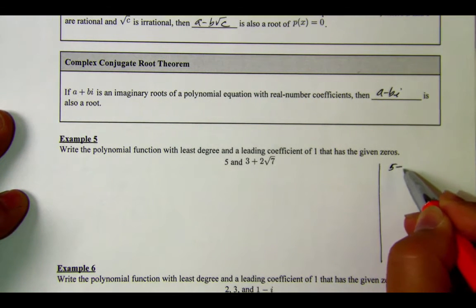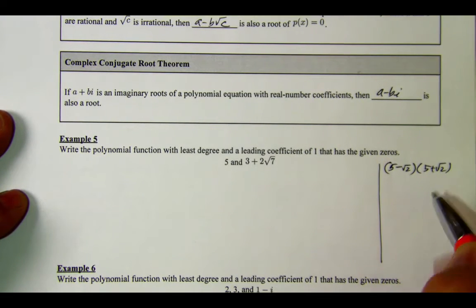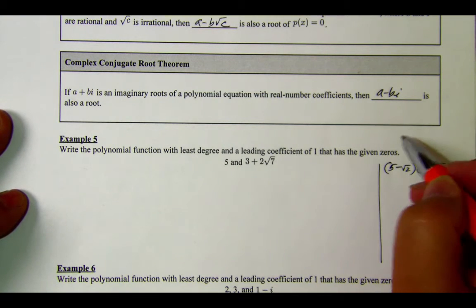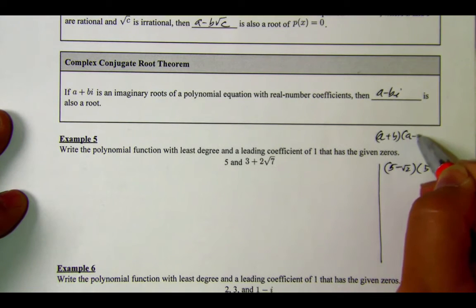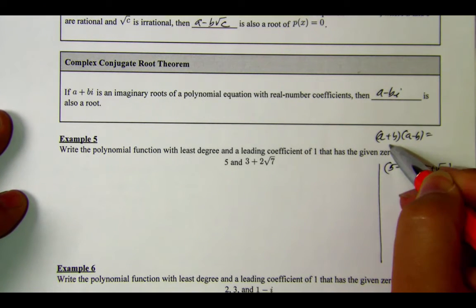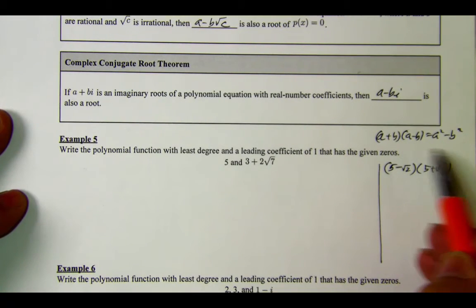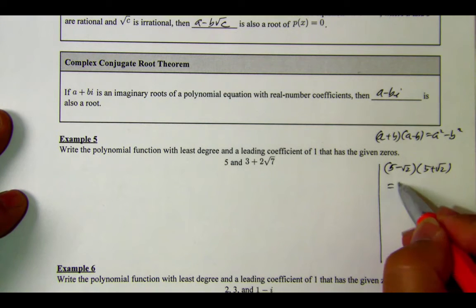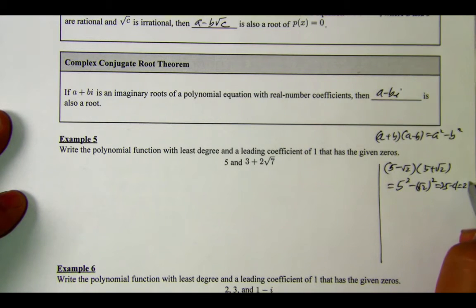5 minus root 2 times 5 plus root 2, let's say, right? What does that look like? Doesn't that remind you of a plus b times a minus b? And that's basically a squared minus b squared, right? It's a factoring scheme. And you could do the same thing over here. So what that means is that that will be equal to 5 squared minus root 2 squared, which is 25 minus 4, which is 21.